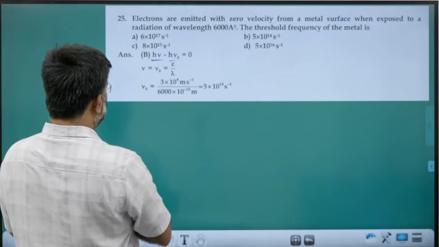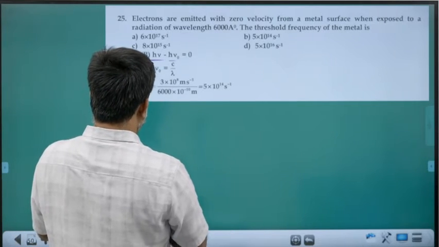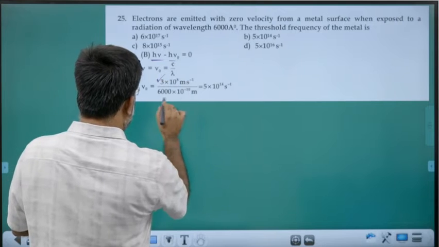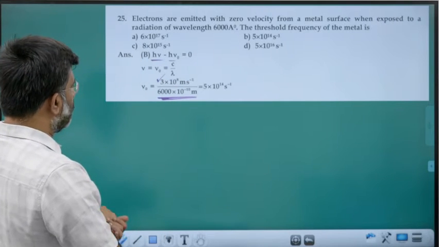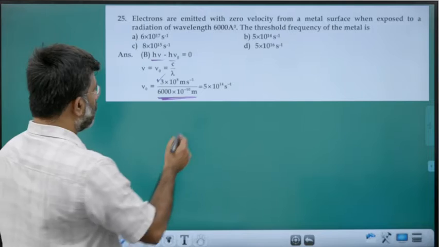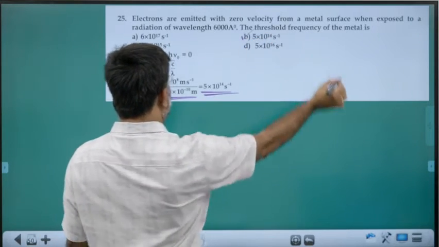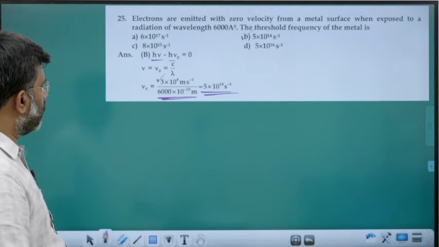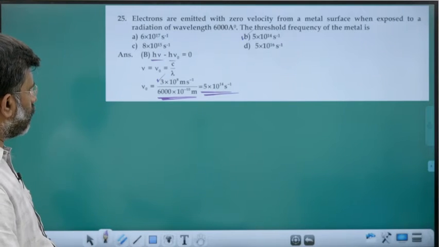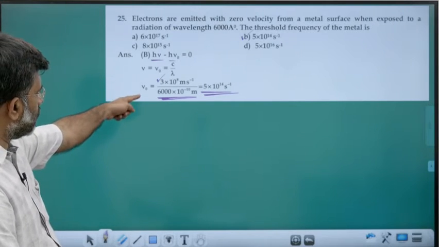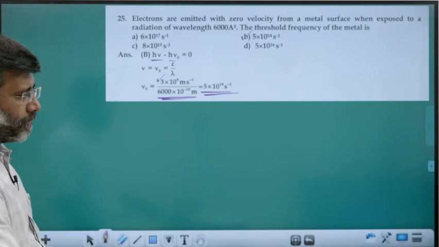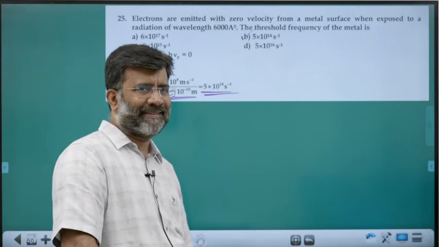Right? So what is nu 0? It is c by lambda. You know what c is, and lambda is given as 6000 angstrom. Find out the frequency. Option B, 5 into 10 power 14. Again, simple calculation only. Okay, next question.